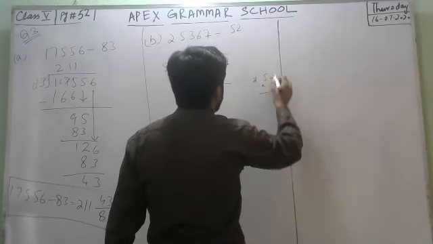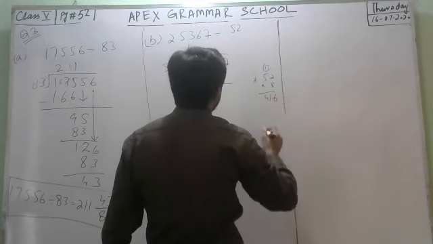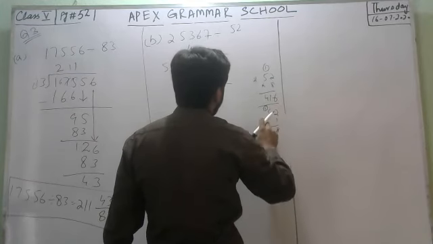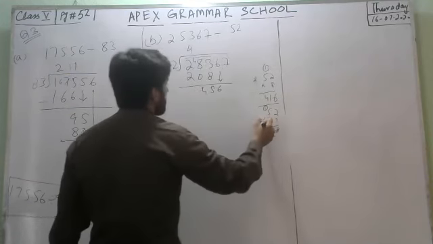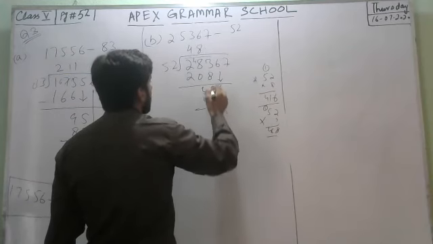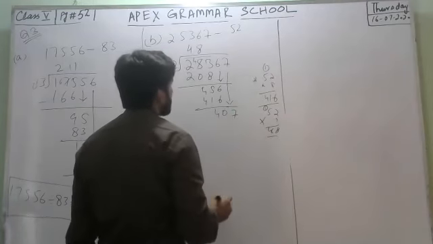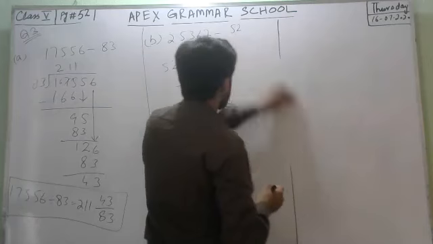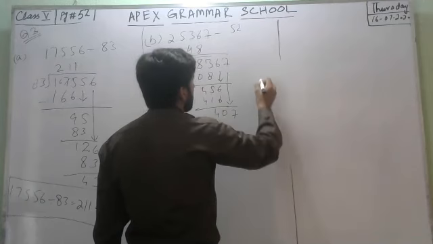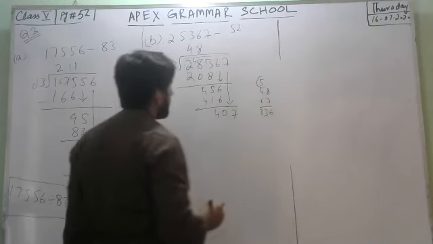52 into 8 is 416. Let's take it also with 9. 52 into 9 is 468, not possible. We will go for 8. 416. 6 minus 6 is 0. 5 minus 1 is 4. 7 will come down. This is 407. Now 52 into 7.